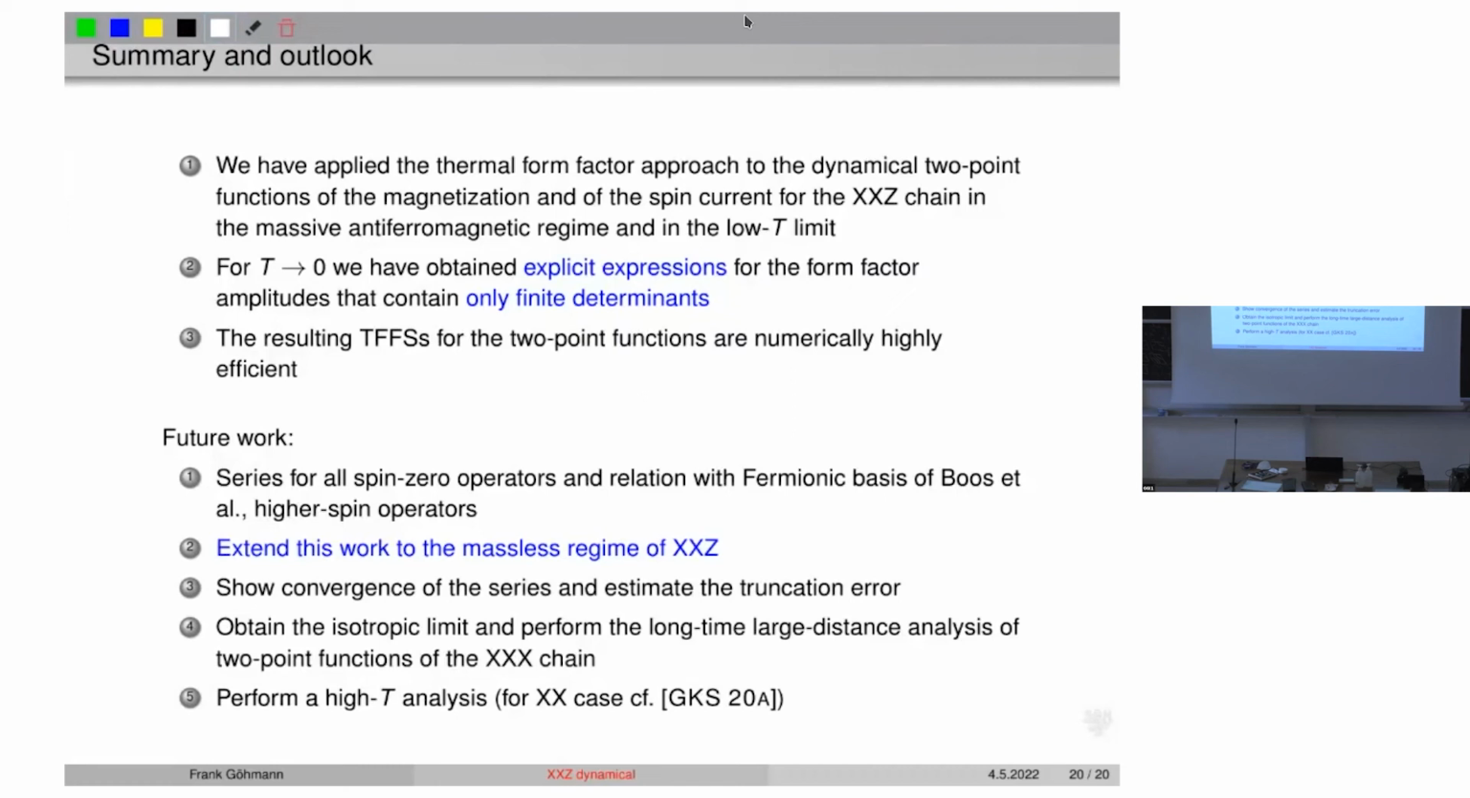And then we want to obtain the isotropic limit and perform the long-time large distance asymptotic analysis of two-point functions of the XXX chain. And finally, which was actually our original motivation, of course, we want to go to finite temperature. And here, probably the first step would be to go for a high-T analysis of the correlation functions.